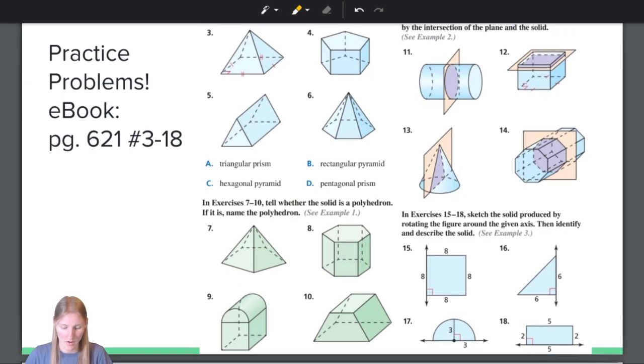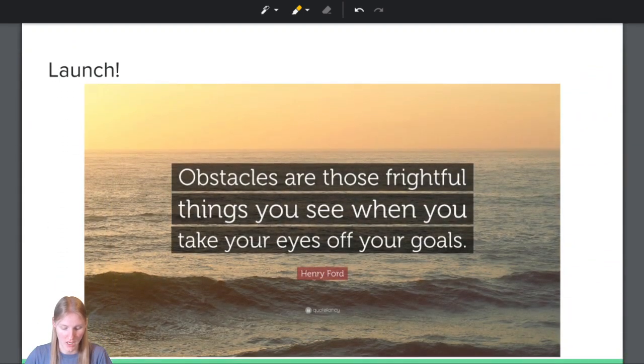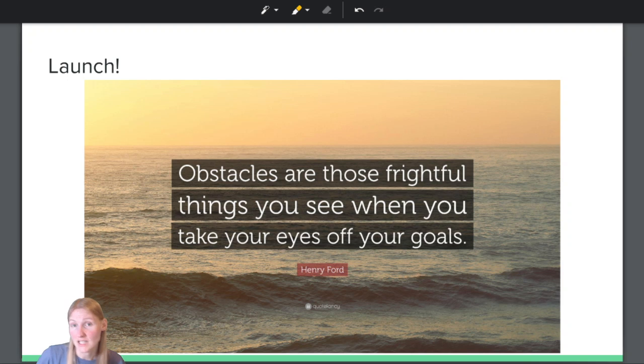Woohoo! All right, your launch for today comes from Henry Ford, and he says, obstacles are those frightful things you see when you take your eyes off your goals. Obstacles don't exist if you keep your eye on the prize. If you pay attention to your goals, you're just chugging towards your goals, nothing can stop you. An obstacle? No, that's just a decision to be made. I decide, no, keep on going with my goals.